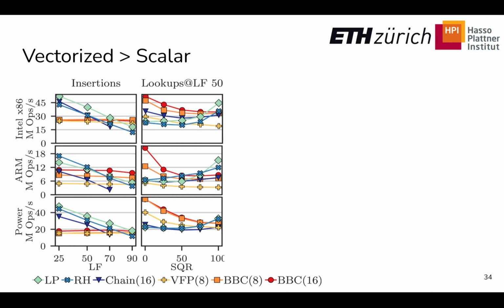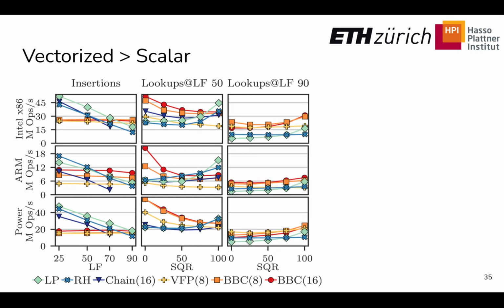So you will see here for successful query rate 100, linear probing still performs quite well because your probing sequences are short. But if you go down already to a small successful query rate, your vectorized hash tables outperform the scalar implementations by even 2x or more. You will already also find some microarchitectural details we discuss more in the paper. For example, here on ARM, you see that 16-bit fingerprints on BBC perform a lot better than 8-bit, while on Power there's basically no difference between the two.